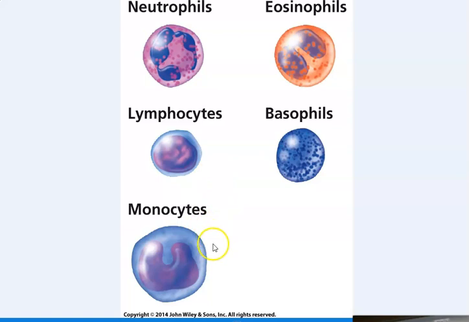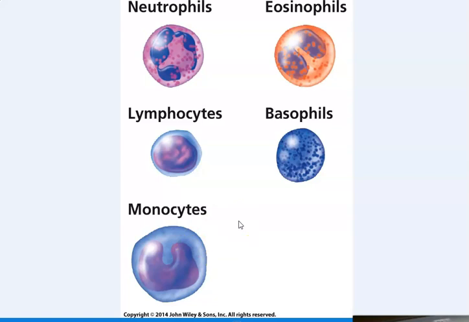And then our last type of white blood cell is monocytes. Monocytes tend to have a horseshoe to kidney-shaped nucleus, with what's described as a sky blue to gray foamy appearance to the cytoplasm. I've never looked at one of these and said, oh, that looks foamy to me, but that's the definition as far as the book goes.